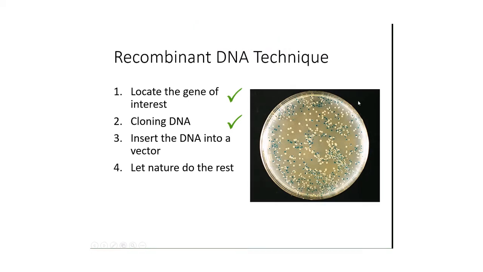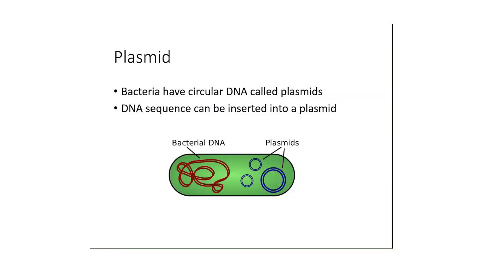In the previous video, we talked about how to locate a gene of interest using the internet, basically the human genome browser, and we talked about how to use PCR to clone the DNA. Now we have to insert the many copies that we have created into a vector, something that will deliver it to the bacteria. So a plasmid is basically a piece of circular DNA that is normally found in bacteria.